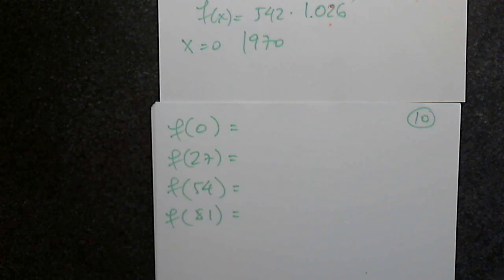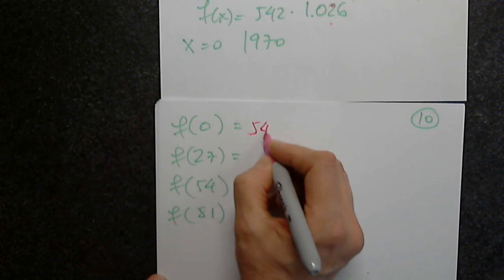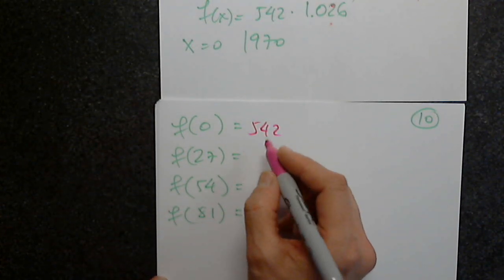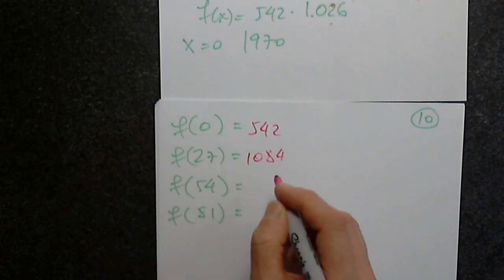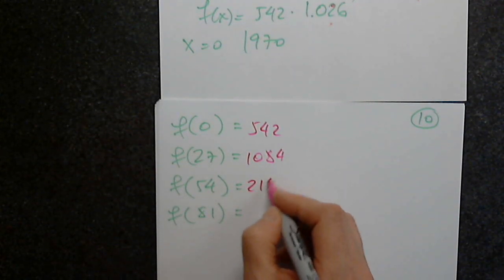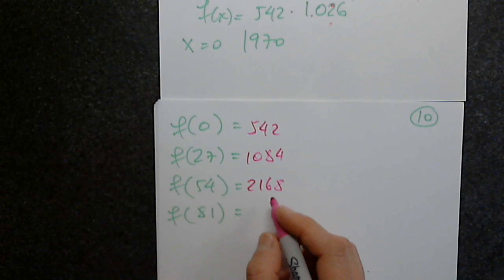So go second and table, and I plug in 0, then 27, and then 54, and then 81. Good. So I write 542, I write 1084, and then 2168, and then 4335.